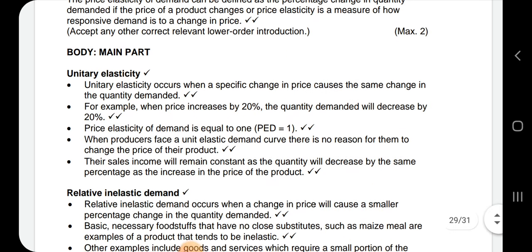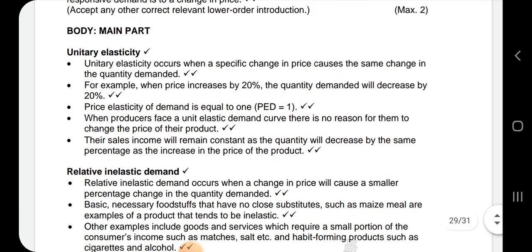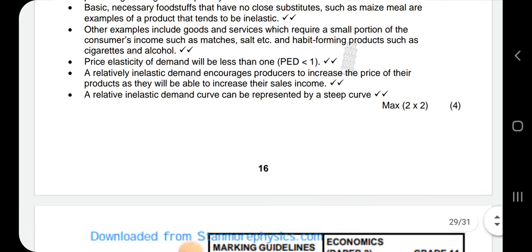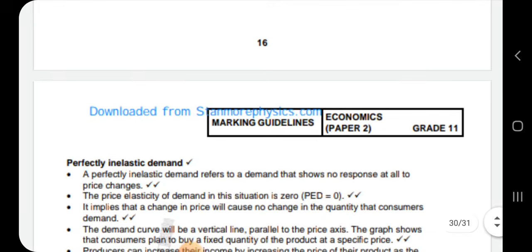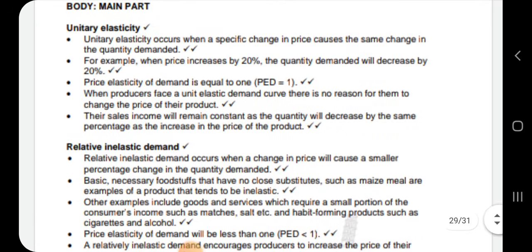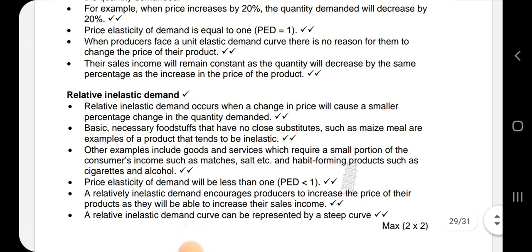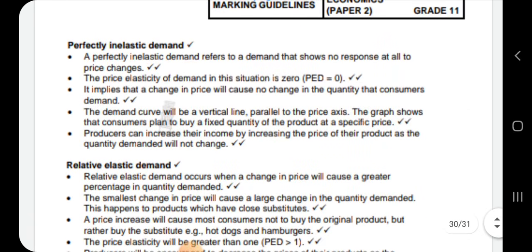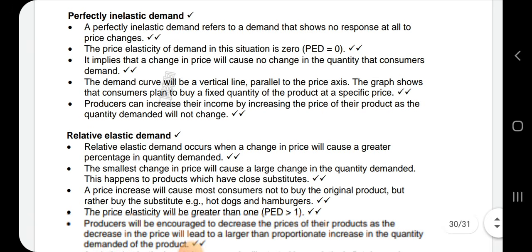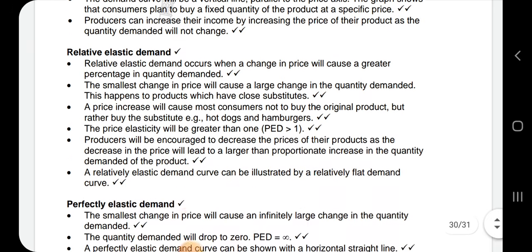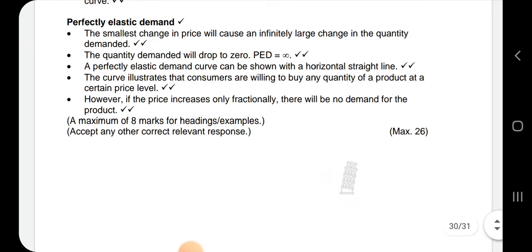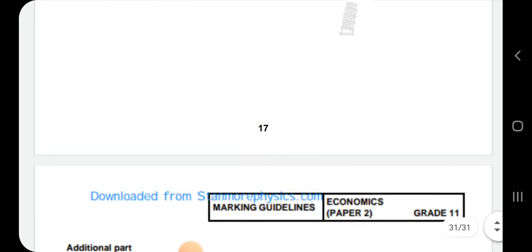And then you will have the main part. You will have unitary elastic, relatively elastic demand, perfectly elastic demand. So that is what you're going to be talking about here when you are asked this. Perfectly inelastic, relatively elastic demand, perfectly elastic demand. That is what you're going to be talking about.